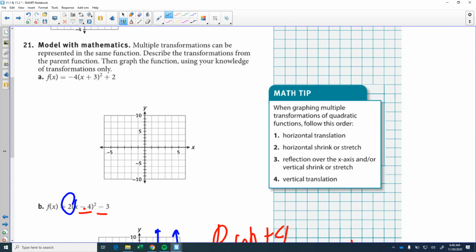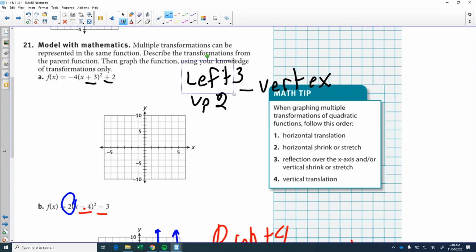Same thing will be applied here. If I quickly look at this and say, my vertex is left 3, up 2. So we have a left 3 and up 2. That's our vertex. Well, then when I graph this out, left 3, up 2, the second thing I have to look at is this value right here.